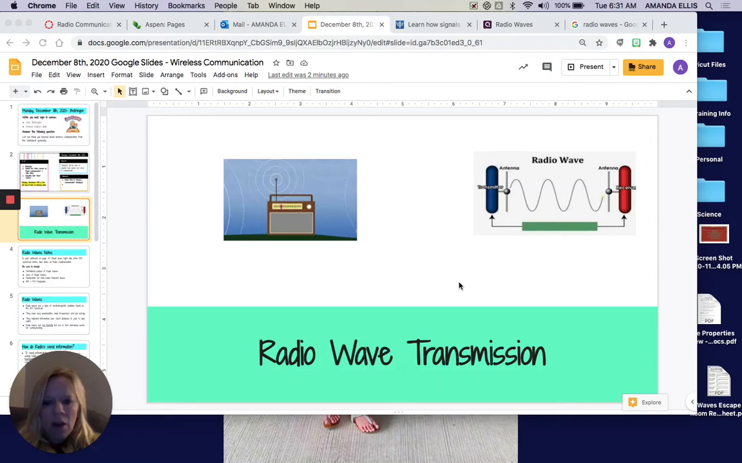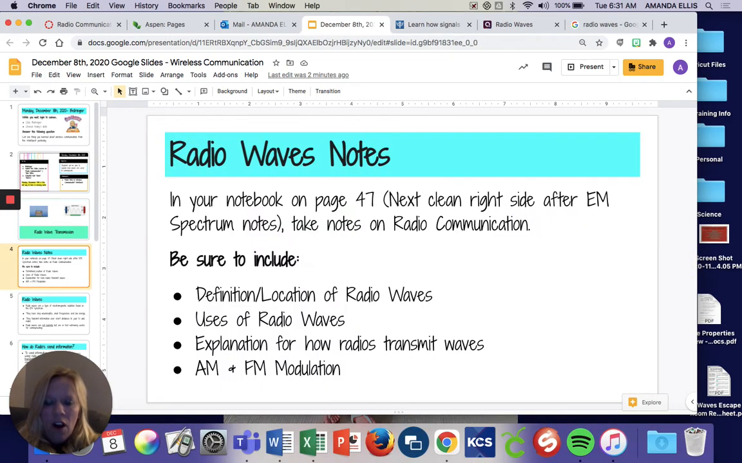Today we're going to learn about radio waves and how they are transmitted. On the next right side in your notebook, following your electromagnetic spectrum notes, you're going to take notes today on radio communication. This should be roughly around page 47, give or take, depending on where you are in your notebook, but just make sure this follows the electromagnetic spectrum notes.